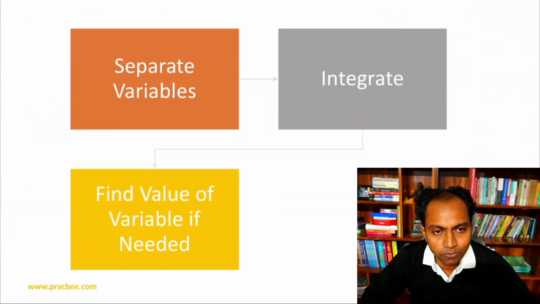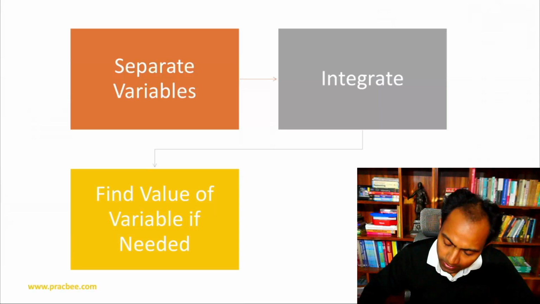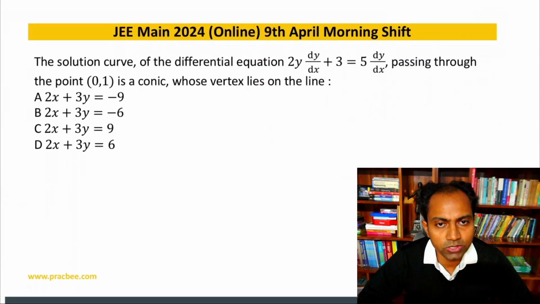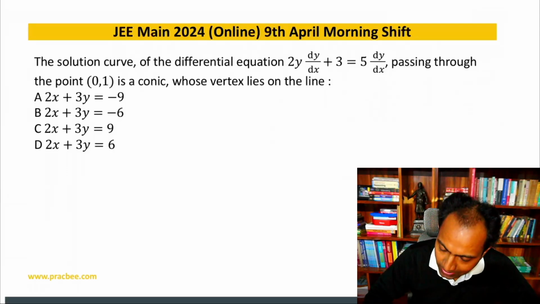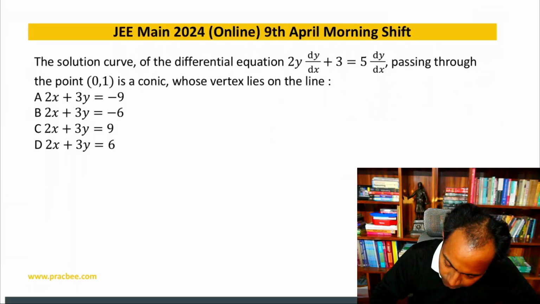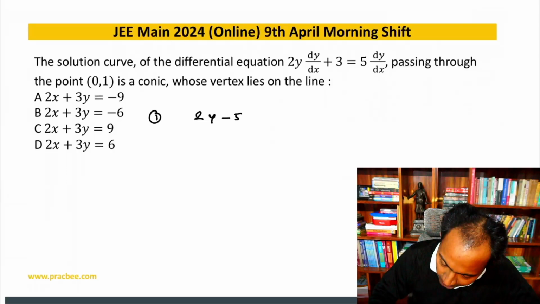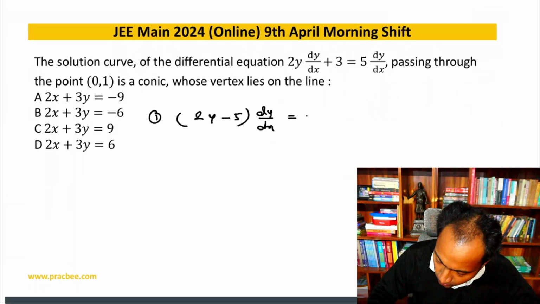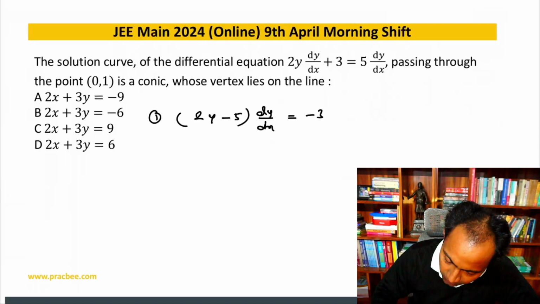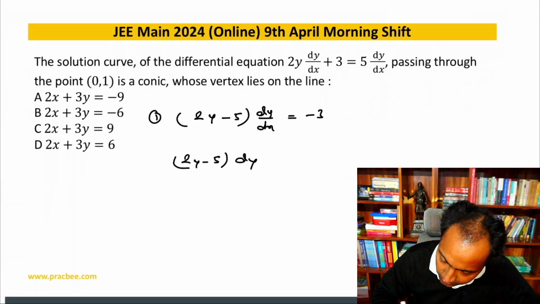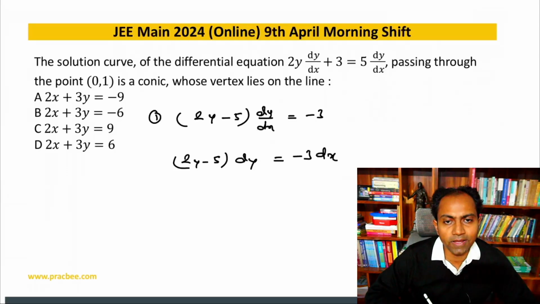So this is the process that I have shown you. And now once we have applied this process, let us see this question that came in 2024. The question clearly says that you have been given, so if I separate the variables, 2y minus 5 dy by dx would be equal to minus 3. You can see that now by doing this we have separated the variables. So dy can be written here, and then the remaining term will become minus 3 dx. You can see that the variables are separated.